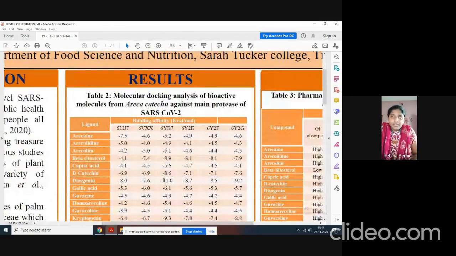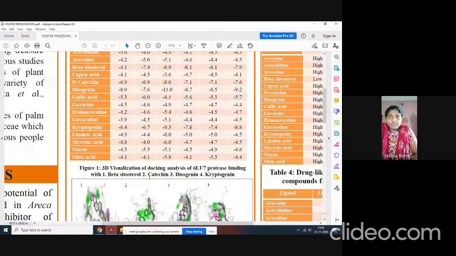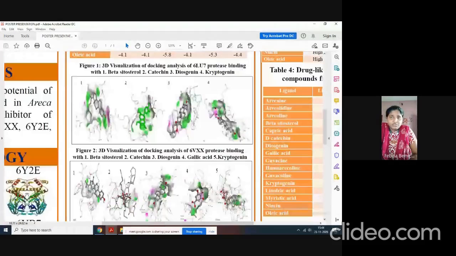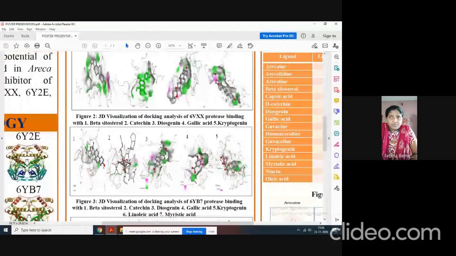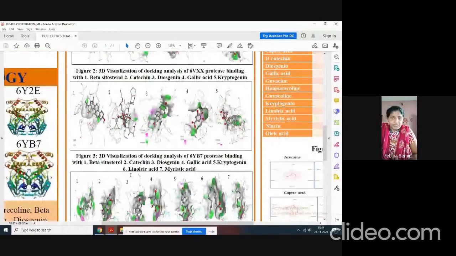This is the result of the molecular docking analysis of bioactive molecules from Areca catechu against the main protease. Here, out of the 16 compounds evaluated, binding energy lower than the upper threshold, that is -6 kilocalories per mole, is generally regarded as a cutoff in ligand binding studies, according to Mega and her colleagues in 2020. So only values of -6 or below are shown here. Figures 1 to 6 show the three-dimensional visualization of docking analysis of the main protease with ligands of Areca catechu.